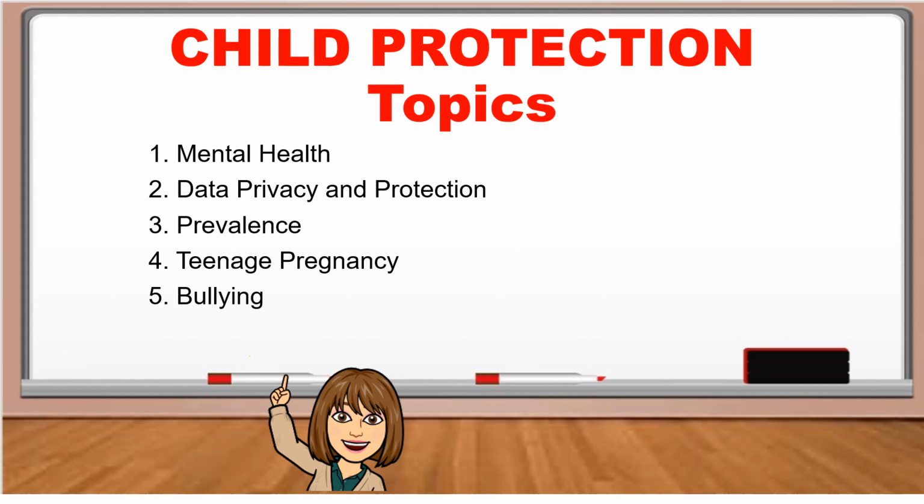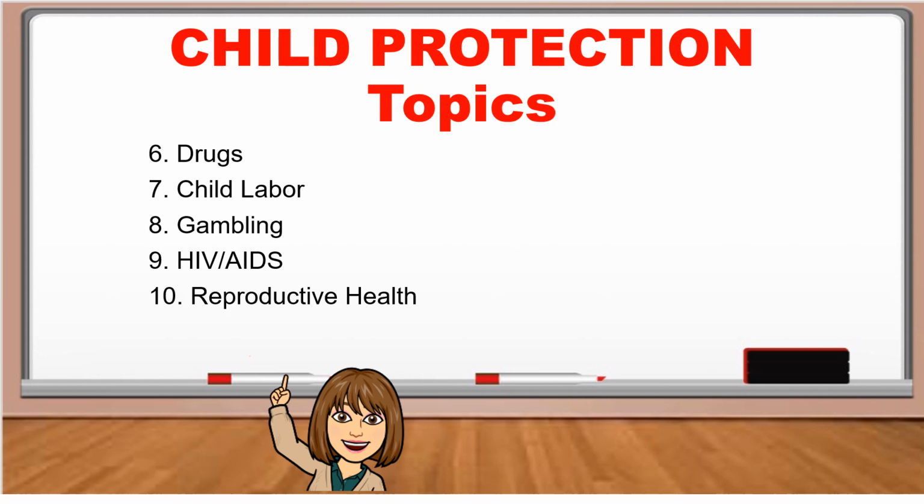So what are the topics for your action research and applied research under child protection? These are mental health, data privacy and protection, prevalence, teenage pregnancy, bullying. Other topics for the child protection theme are drugs, child labor, gambling, HIV or AIDS, and reproductive health.